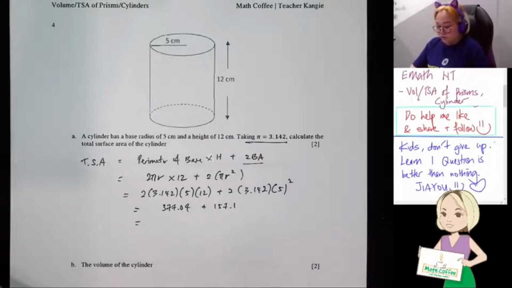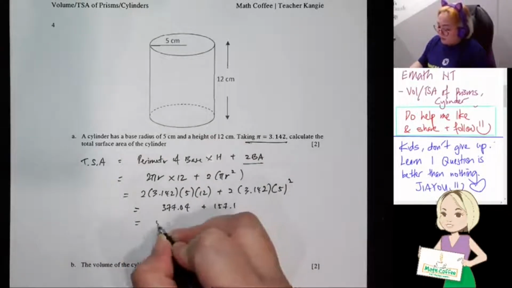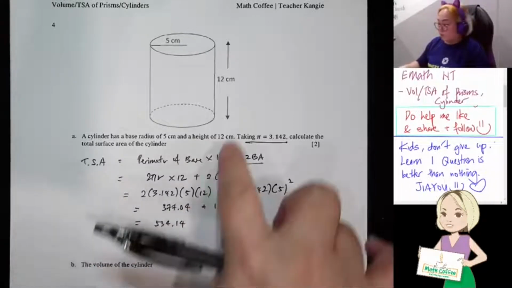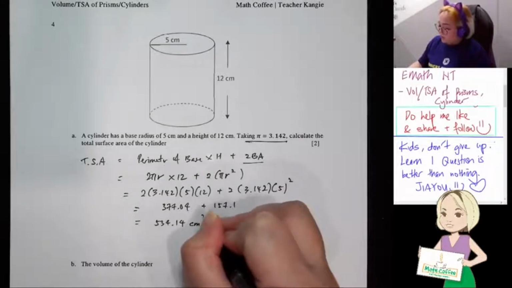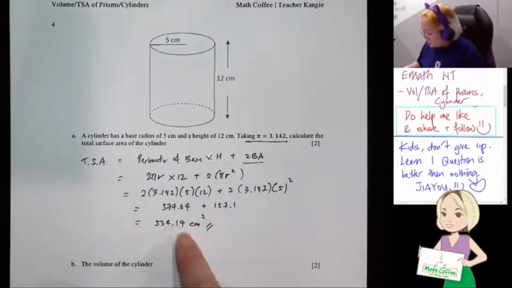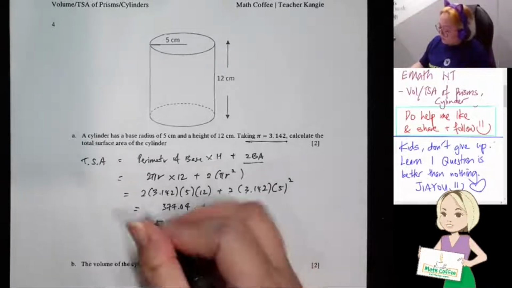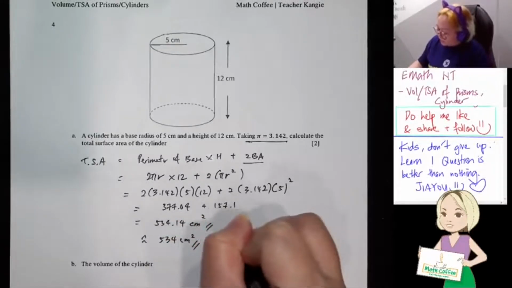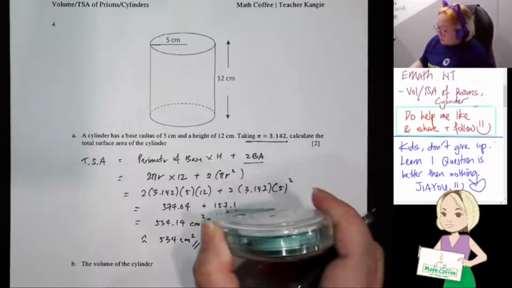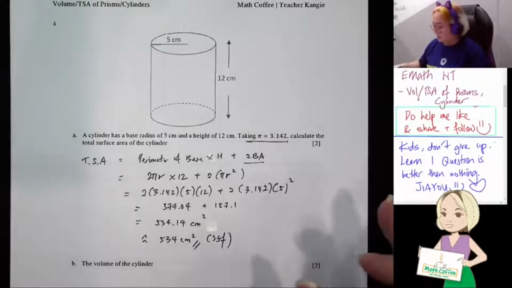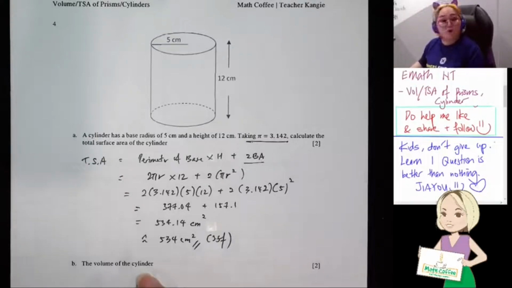So 377.04 plus 157.1 will give us 534.14. Okay, so that's the total surface area, and this is cm, so it's cm squared. And because this one, I need to round off to 3SF, so it will be 534 cm squared, 3SF. As long as we use pi, it's not exact, so we have to round off to 3SF. Next, to find the volume of the cylinder.